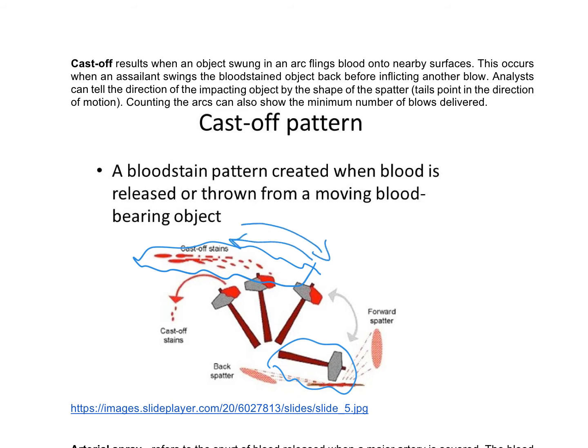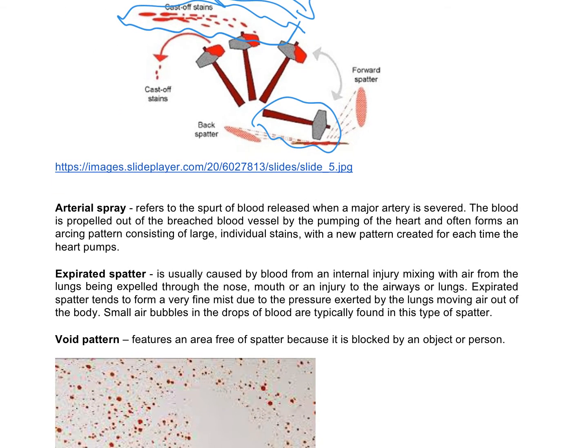Depending on how fast the criminal moves the object, the weapon, forward and backward. So if the criminal moves the hammer backward slowly, it will have larger droplets. If the criminal moves the hammer backward very quickly at a very high speed, the droplets will be smaller, finer.